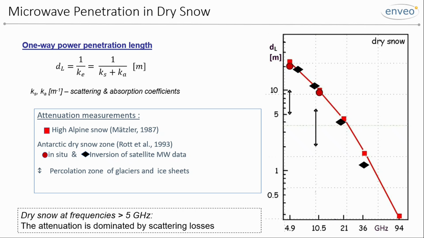Penetration depth. Helmut mentioned this. I will repeat it because it's quite important. This is now the one-way power penetration into different types of snow. But this is not modeled. This is based on measurements from different campaigns, from Antarctica, from campaigns here in the Alps and so on, by different people.